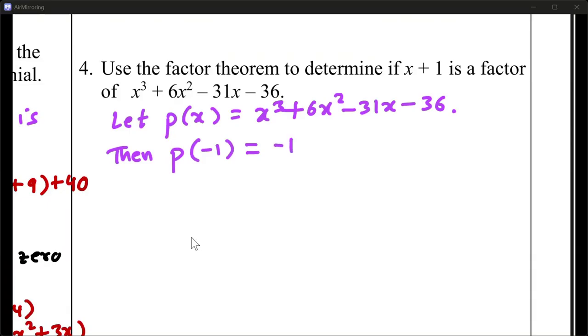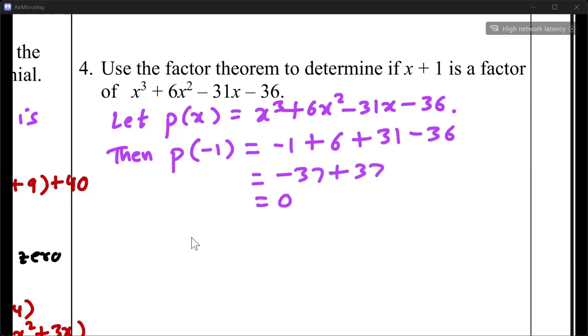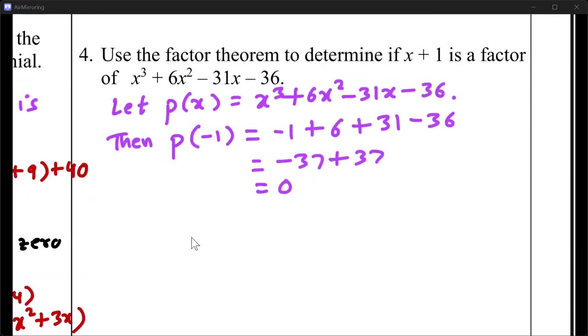Minus 1 cubed will be minus 1. 6 times minus 1 squared will be plus 1, so plus 6. Plus 31, because minus 31 times minus 1 will be plus 31. Minus 36. Now that is minus 37 plus 37, which is 0. Right? If p of k is equal to 0, this implies x plus 1 is a factor.